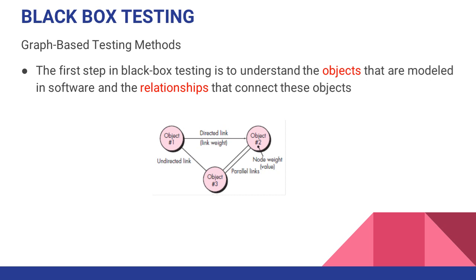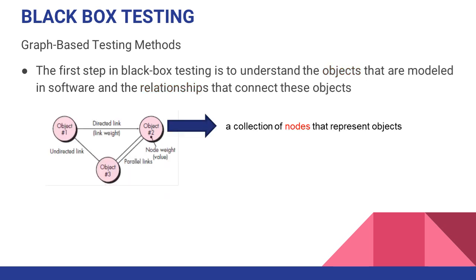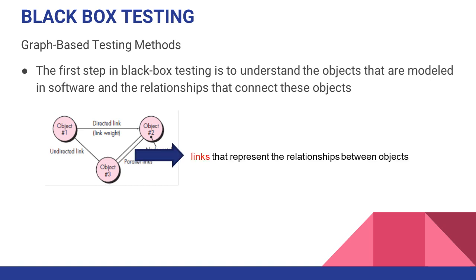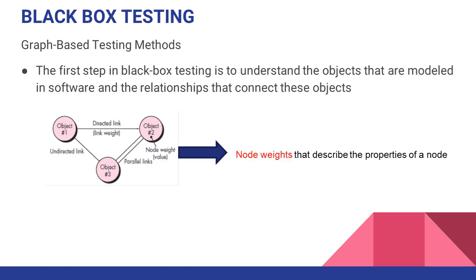and errors are uncovered. To accomplish this, you begin by creating a graph, a collection of nodes that represent objects, links that represent the relationships between objects, node weights that describe the properties of a node, for example a specific data value or state behavior, and link weights that describe some characteristics of a link. The symbolic representation of a graph is shown in the figure.